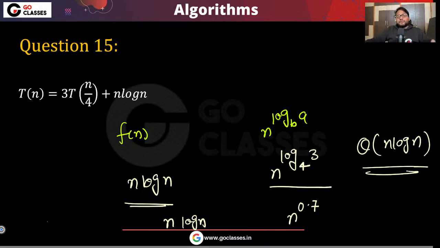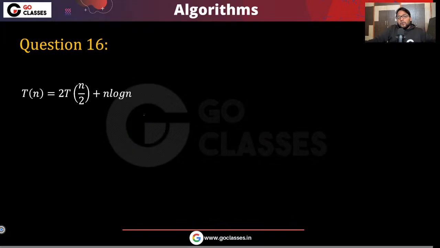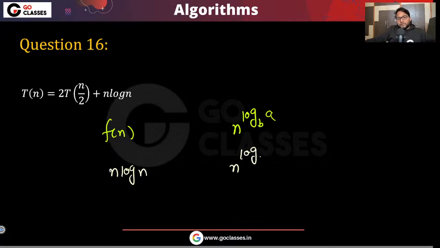I will tell you what this polynomial time means. Currently you understand that this is greater, so that's why this is the answer. Let's just solve this. What is f(n)? What is n to the power log base b of a? Just write both of these. f(n) is n log n. n to the power log base b of a: log base b of a is 2, so this is also n log n.